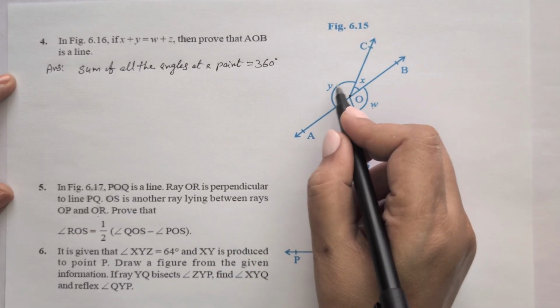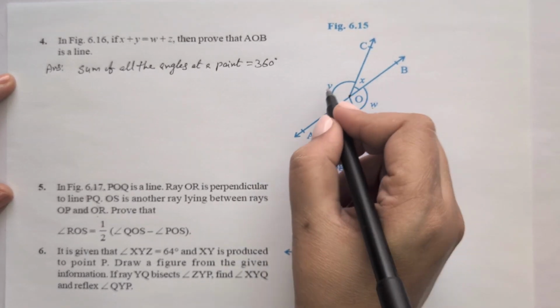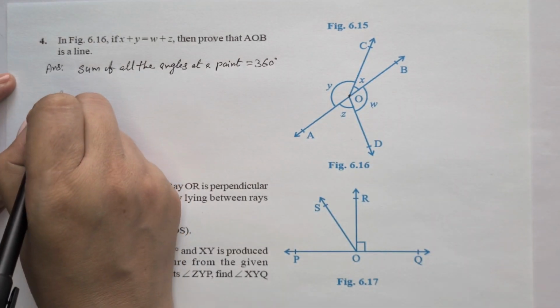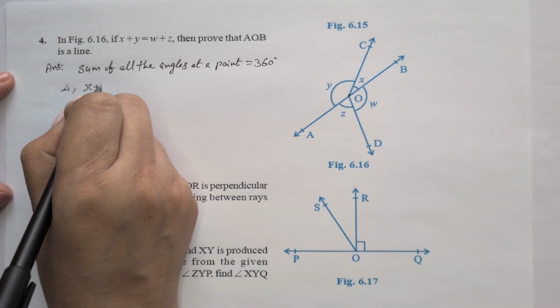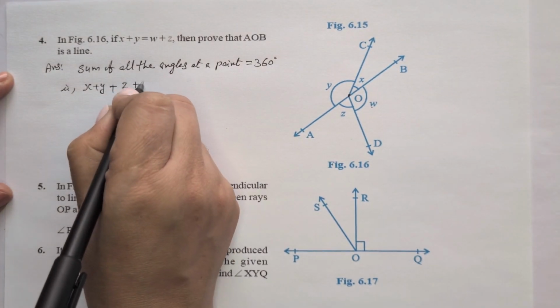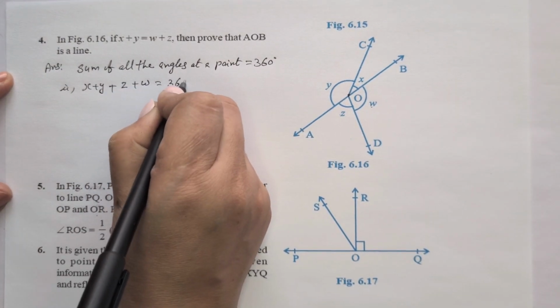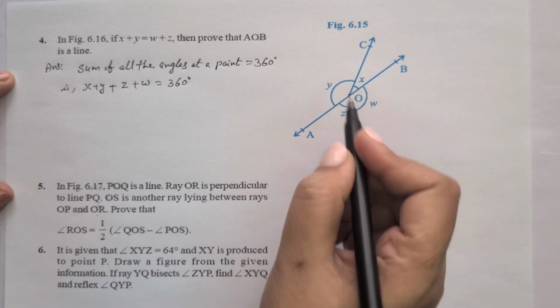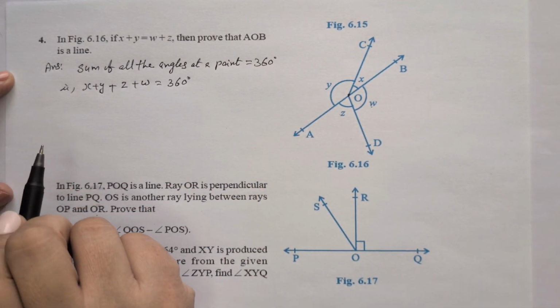So we can take from here this one, x plus y, all the angles together. That means x plus y plus the next angle, z plus w, is equal to 360. Reason: sum of all the angles around a point is equal to 360.